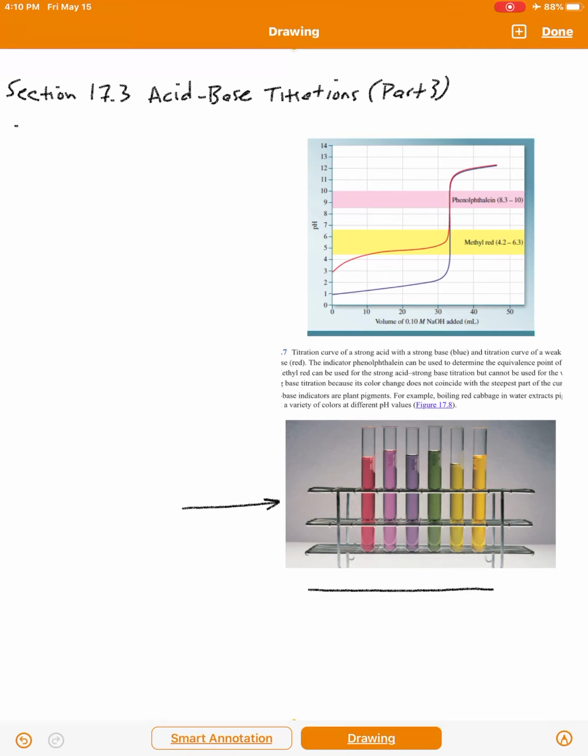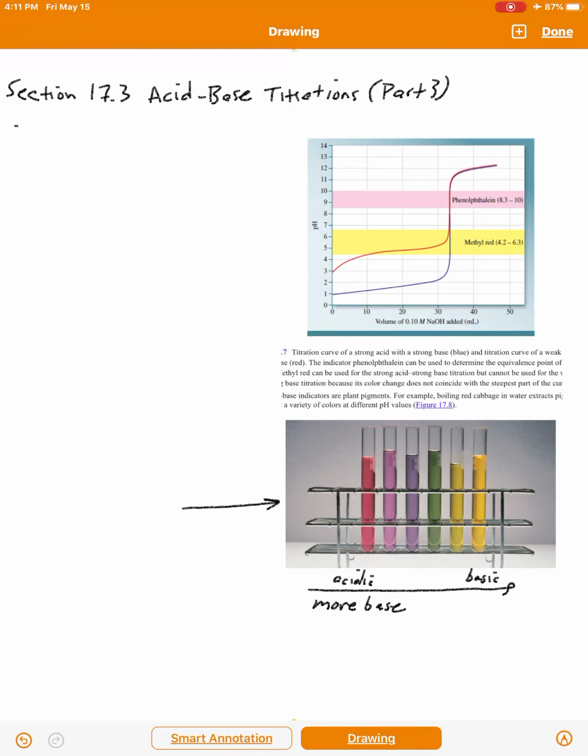It changes color as the solution that it's in becomes more basic. So if you take the indicator, in this case from the red cabbage, and you start titrating it with more base, so you're making it more basic, it'll change colors all the way over to the yellow range. Okay, so under acidic conditions it'll be red, and then under basic conditions it'll be yellow. So we can use that as an indicator of when a solution is changing from one pH to another. So as I said, there are many of them out there.